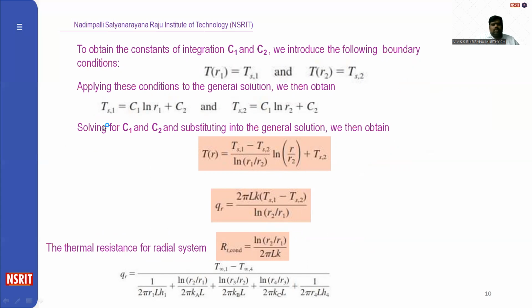If I substitute the boundary conditions, Ts1 is equal to C1 ln r1 plus C2, and Ts2 is equal to C1 ln r2 plus C2. If I subtract one minus two, I can eliminate C2. So Ts1 minus Ts2 is equal to C1 ln of r1 by r2. On further simplification, I get T of r is equal to (Ts1 minus Ts2) by ln of (r1 by r2) into ln of (r by r2) plus Ts2. Okay, this is the thermal resistance for a multiple serial radial system.